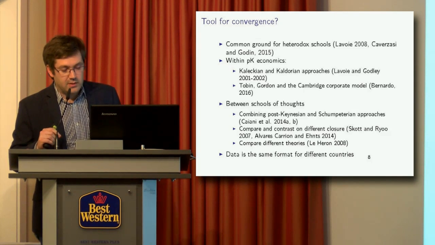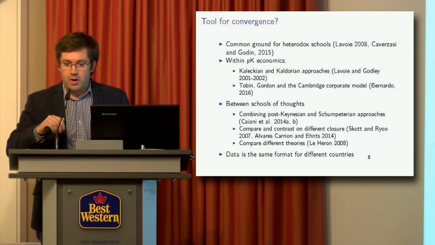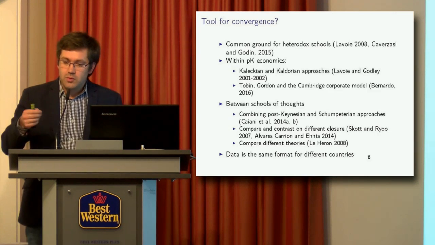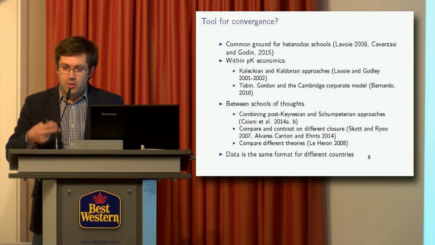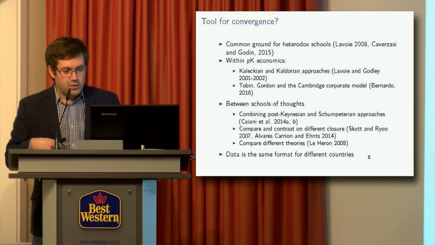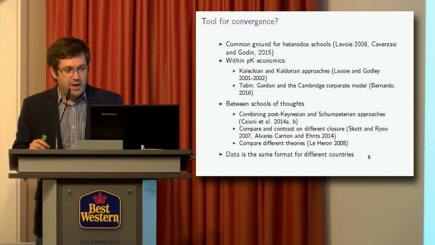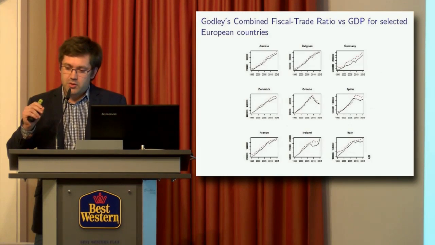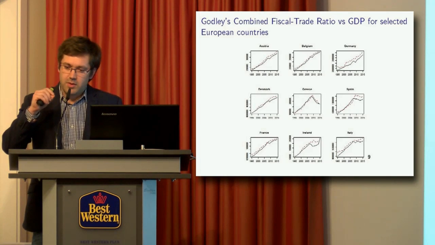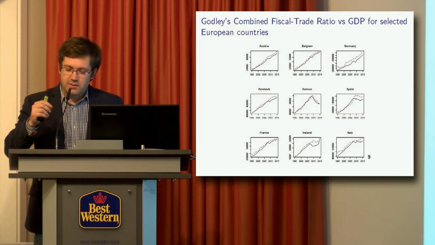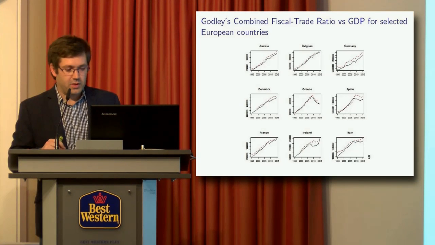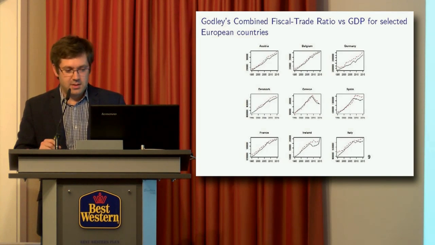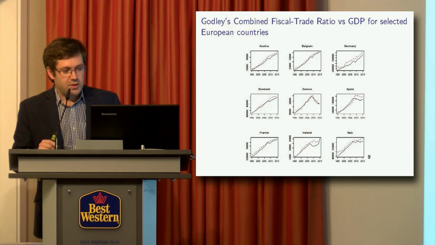But the second thing also is that the data is the same, and because the stock flow approach is based on the national account system, it's fairly easy to use this stock flow approach to compare and contrast different countries. Just to give you an example, this is Godley's combined fiscal trade ratio versus GDP. The combined fiscal trade ratio combines the measure of the trade deficit or the trade account and the fiscal deficit or the budget balance. And if the budget is balanced and the trade balance is balanced, then GDP and the fiscal trade ratio should be the same.